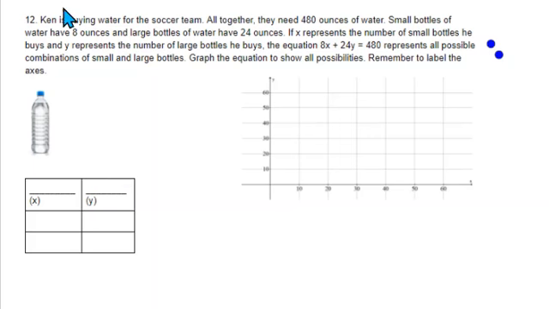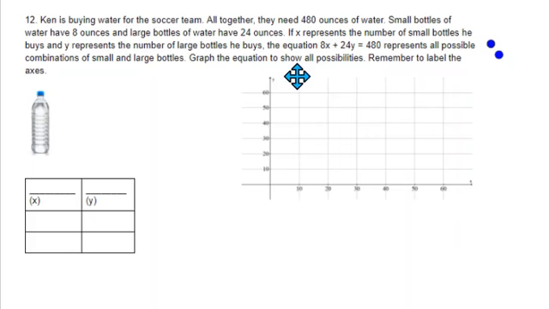Ken is buying water for the soccer team. Altogether, they need 480 ounces of water. Small bottles of water have 8 ounces, and large bottles of water have 24 ounces. If X represents the number of small bottles he buys, and Y represents the number of large bottles he buys, the equation 8x plus 24y equals 480 represents all possible combinations of small and large bottles. Graph the equation to show all possibilities. Remember to label the axes.